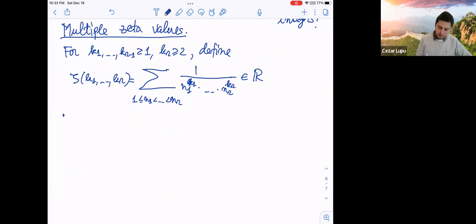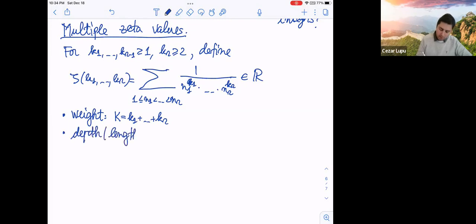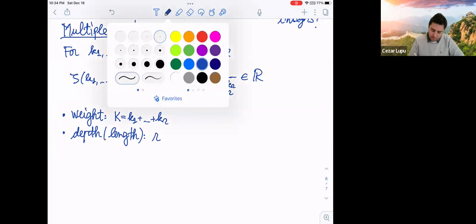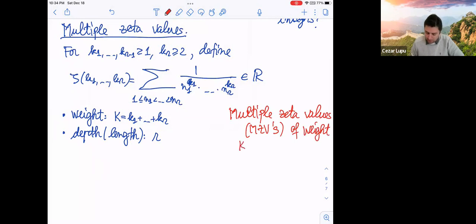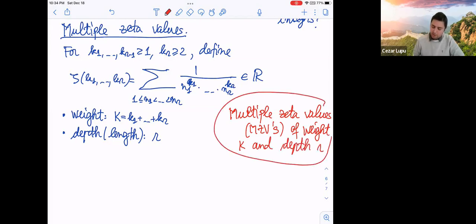There are two things to take into consideration here: the weight, which is denoted, let's say, by k, which is k1 plus ... plus kr, the sum of the exponents, and the depth, or if you want, the length, which is r. So we call these numbers multiple zeta values, and I will abbreviate them from now on MZVs of weight k and depth r. So these are the numbers that we'll be dealing with.